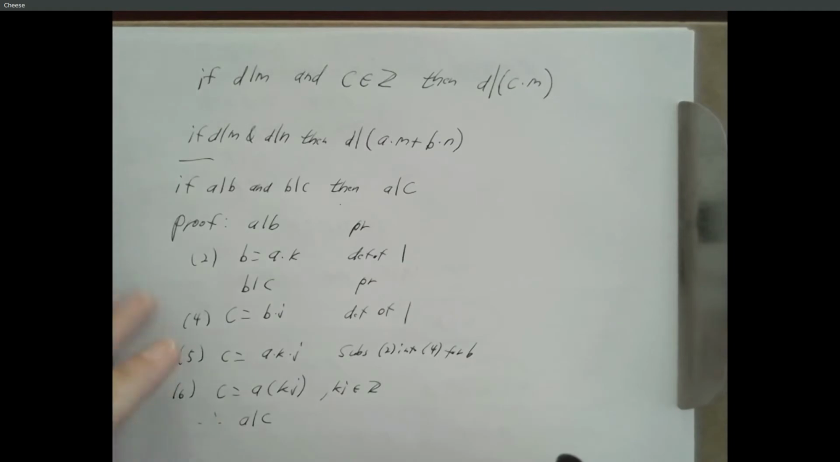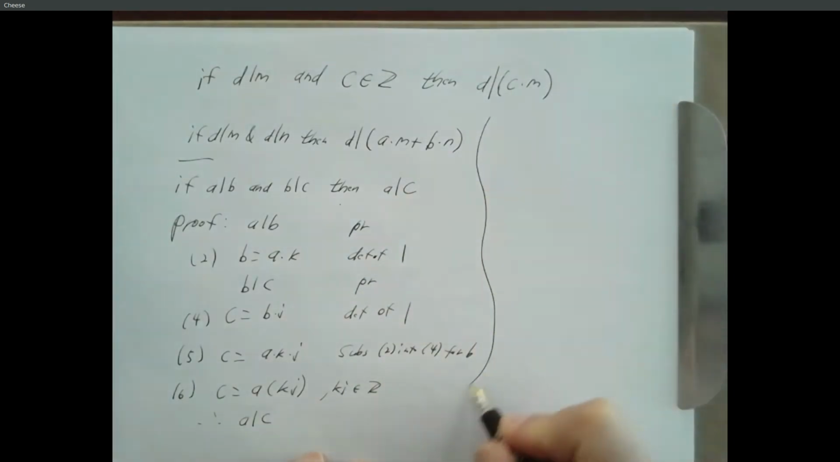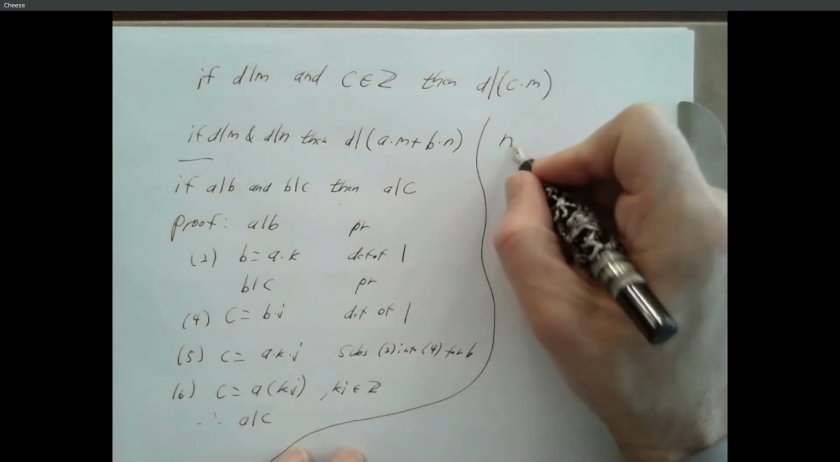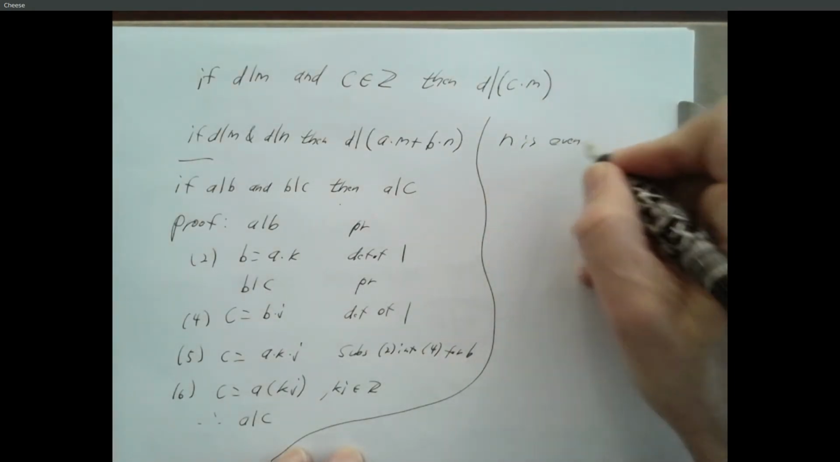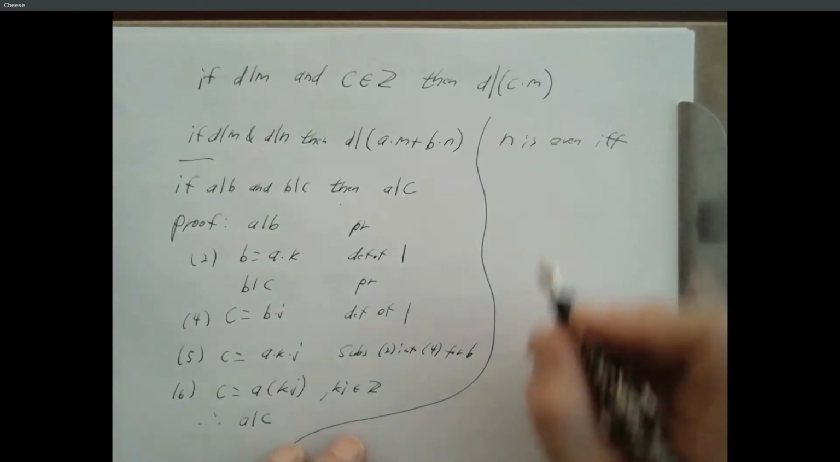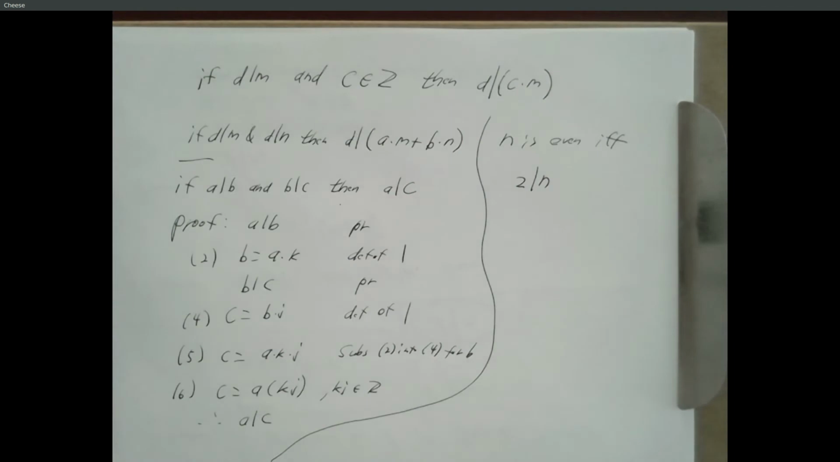So using this idea of divisibility, what does it mean when we say that a number n is even? How could we express that in terms of divisibility? Divisible by 2? Yeah. If 2 divides n, it's even. If it's even, 2 divides it. So that's the whole notion of being even. We're just saying our number is divisible by 2.